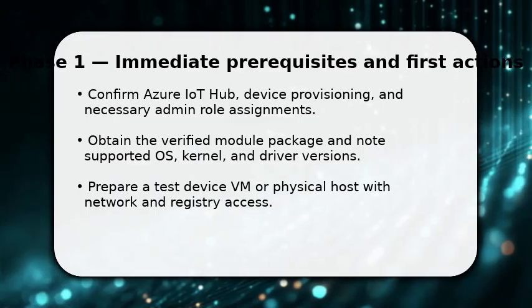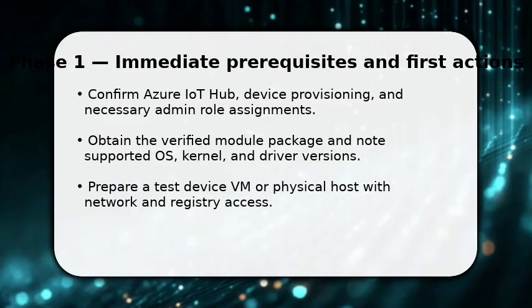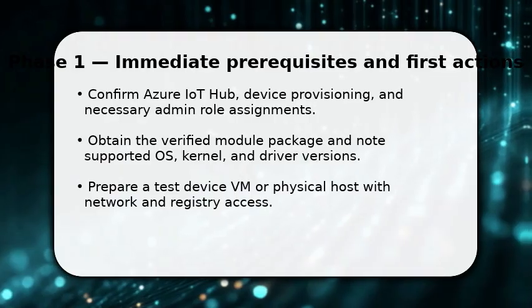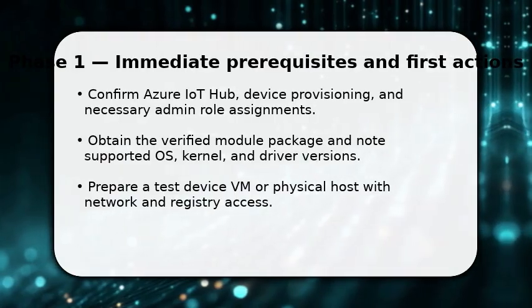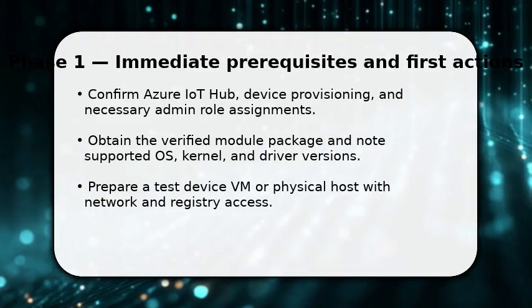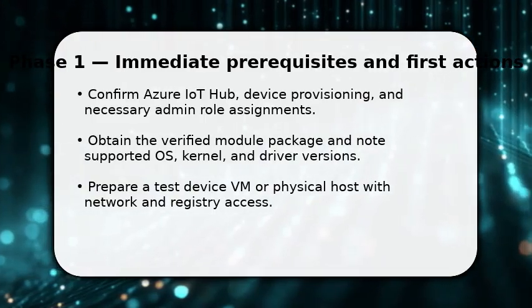You begin by validating prerequisites and then take the first actionable steps. Make sure your Azure IoT Hub and device provisioning service are configured and you have admin roles. Next, download the verified module package and confirm OS/kernel compatibility so installation won't fail.